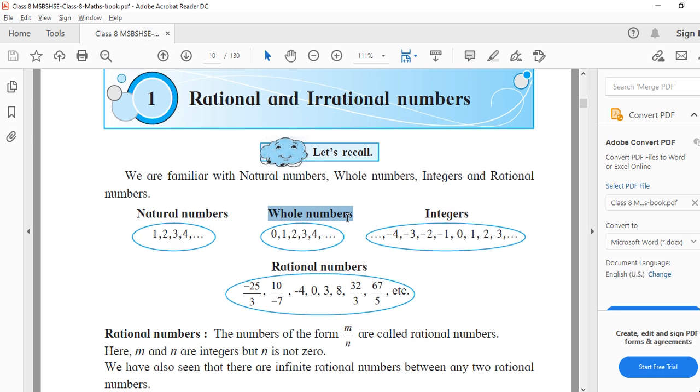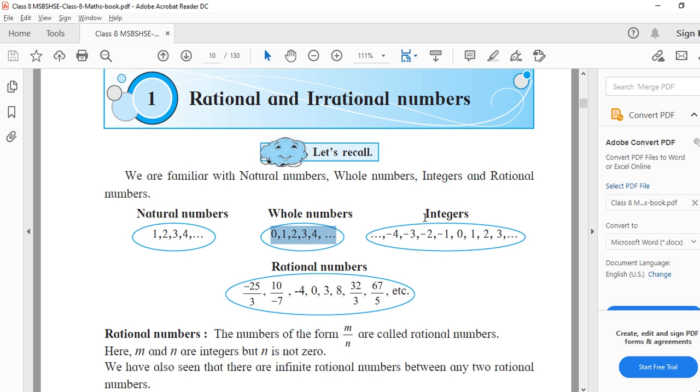Now let's see what we mean by whole number. Whole number is basically the number that starts from 0. So basically the starting of whole number is 0. So any number after 0 is a whole number. Again, whole number will always be positive. All the numbers will be positive except 0, because 0 does not have any sign, neither positive nor negative.